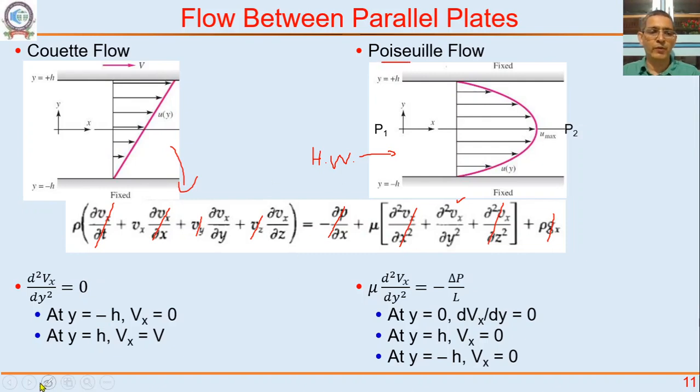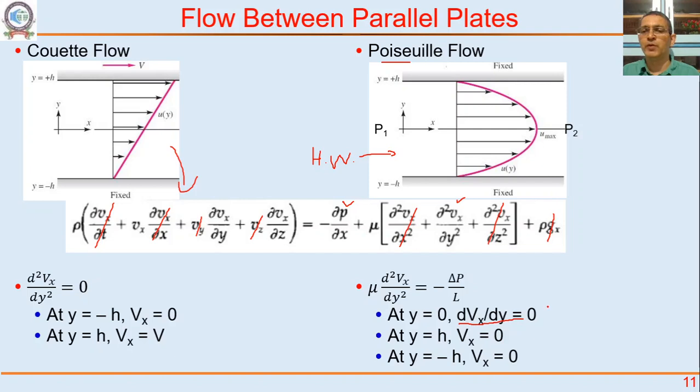For Poiseuille flow, if you want me to quickly write, let me write this quickly. Only this term will remain. This term will also remain for Poiseuille flow. Then you will get minus mu d square Vx by dy square is equal to minus delta P by L, like we had earlier. Boundary conditions would be at y is equal to 0, symmetry, dvx by dy is 0. At plus H and minus H, Vx is 0.